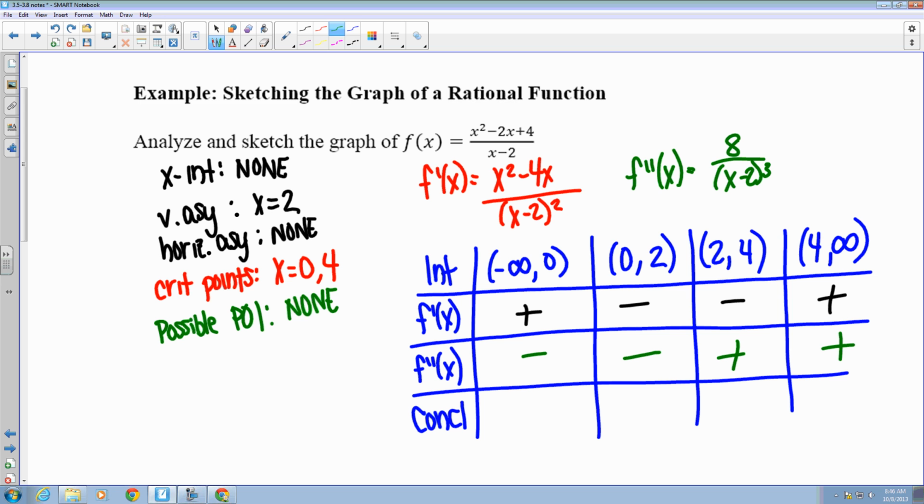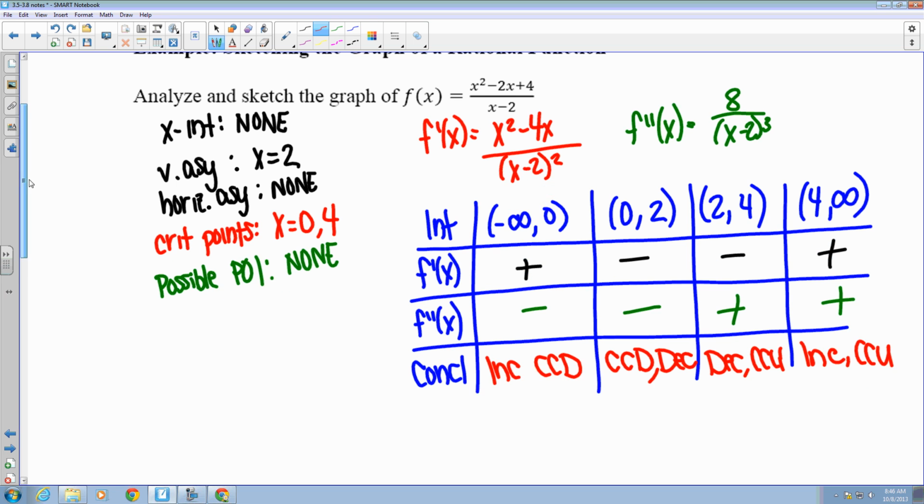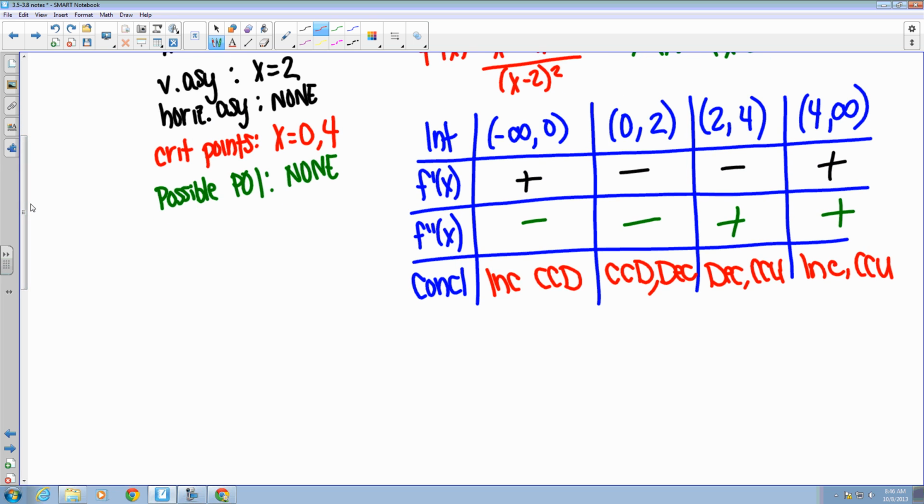So our conclusion then, from negative infinity to 0, is that we are increasing concave down. From 0 to 2, we are decreasing and concave down. Decreasing concave up, and increasing concave up. So from there, we're going to have to try to sketch this graph. This one is a tricky one.